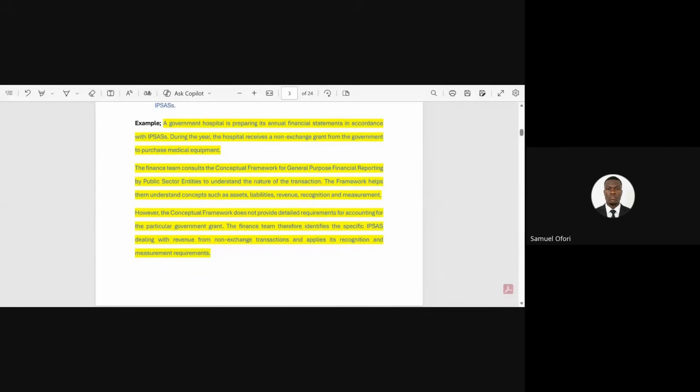The finance team therefore identifies the specific IPSAS dealing with revenue from non-exchange transactions and applies its recognition and measurement requirements. As I earlier mentioned, this is a typical example of what we have spoken about. When you are choosing between the conceptual framework and the IPSAS, you have to go with the IPSAS in recognizing any transaction in the financial statement. It has no authority over the IPSAS or the standard. So please pay particular attention to that. All right, please, do you have any questions?